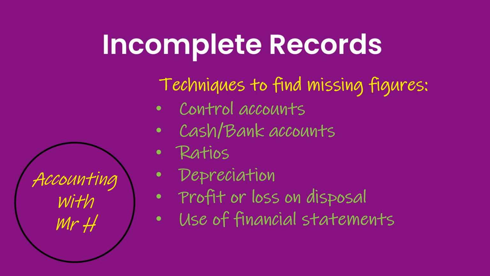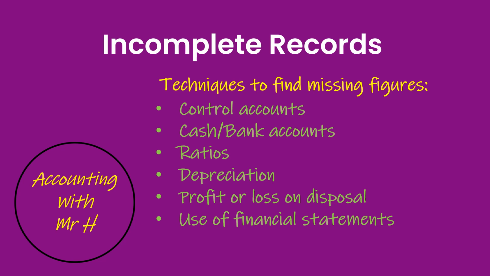So when it comes to incomplete records, we need some techniques to find missing figures, and you can see these on the screen. This topic links in with lots of other topics, because we will need to use things you've learned elsewhere. The examples we've got: control accounts, which you might also know as total accounts. It's the same thing. A sales ledger control account and a purchase ledger control account can help us to find a missing figure. We might also produce a simple cash account or bank account to help find missing figures.